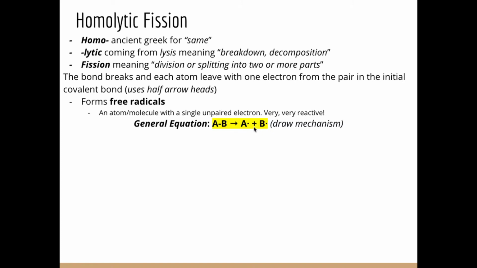The A and the B aren't actual symbols on the periodic table, they're just placeholders for any atom that would be in this specific scenario. So we can see here, they're getting the same amount of electrons, they're getting one electron each from that original covalent bond. Let's look at drawing a mechanism for this.